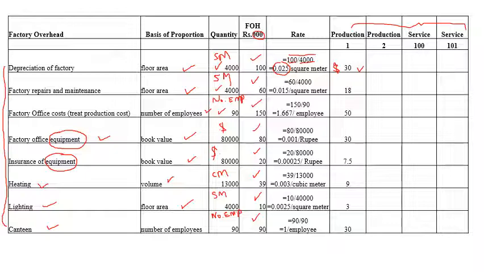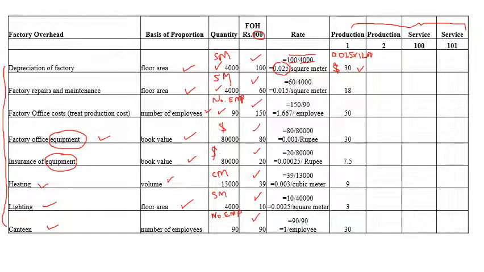Total FH related to depreciation of factory divided by floor area occupied in the whole factory. You will get $0.025 per square meter. And department 1 occupies total 1200 square meters. So if you multiply 0.025 multiplied by 1200, you will get $30.